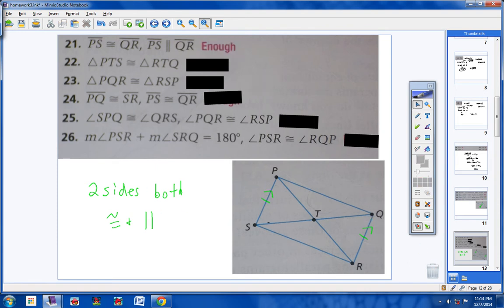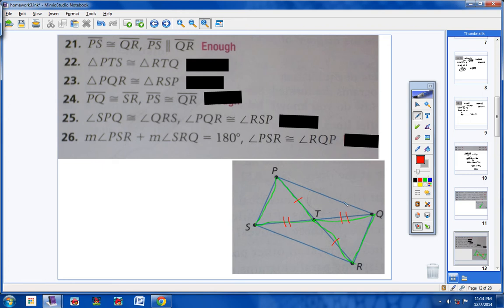Okay, moving on to number 22. Number 22. PTS, this triangle here, is congruent to triangle RTQ. Well, if that's true, let's quickly label all the congruencies that we know, okay? PT is your first two letters. PT is congruent to RT. Let's see. ST is congruent to TQ. Well, that's enough right there.